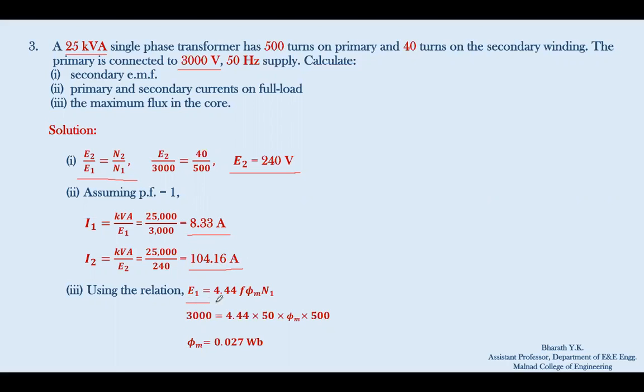So to calculate the maximum flux in the core, similar to that of the previous problem, we have to consider the EMF equation. So E1 is equal to 4.44 F phi m N1. So E1 is known, which is 3000. F is 50 hertz and N1 is 500. So by simplifying it for phi m, we'll get the value 0.027 Webers.